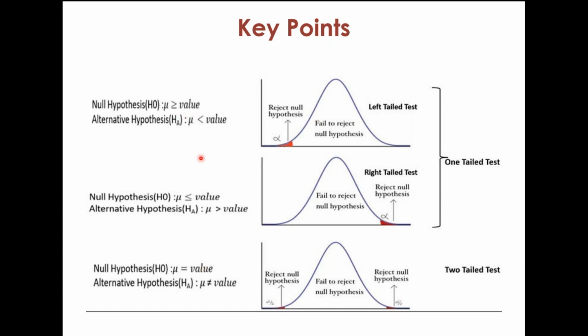Okay, so the key point here is if greater than or less than is one tail test. If equal is always two tail test. And then what is the impact? You take the alpha divide by 2. That's one thing you must remember.